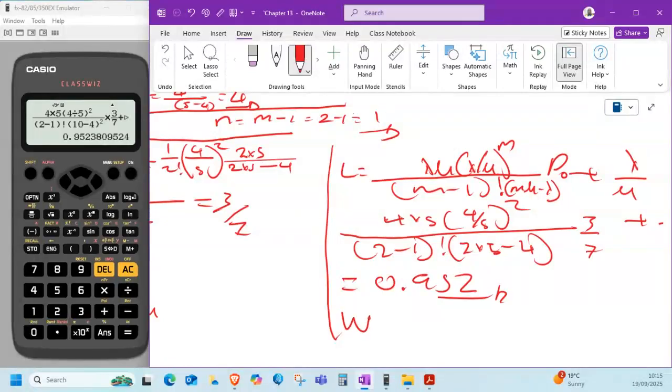Now we are looking for what W equals to. Now we're looking for W, which is equal to L over this, and which is 0.952 over 4.